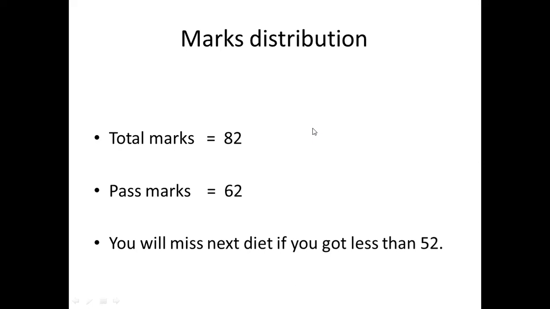I think it's a good thing. If someone has a bad going, they want to give that candidate some time. So this is the latest thing which they have introduced, I think from the last diet.